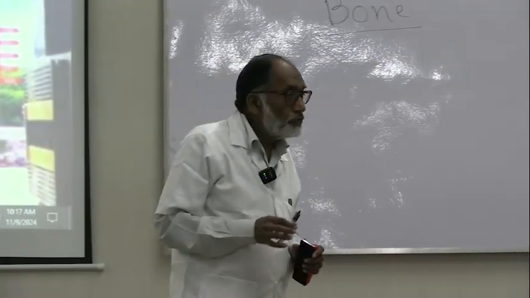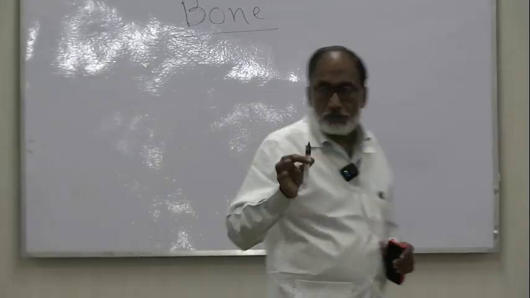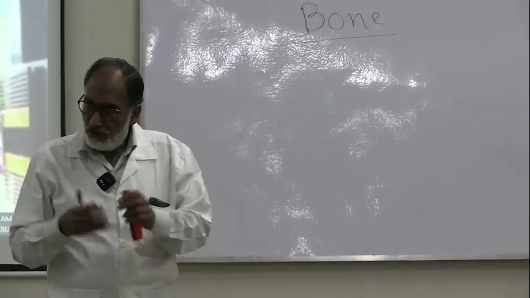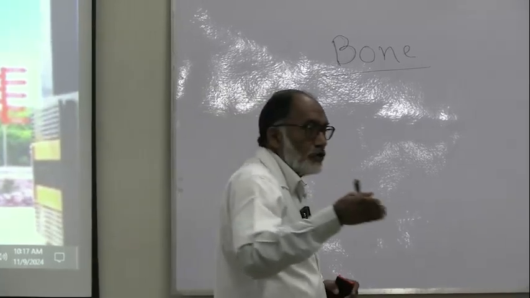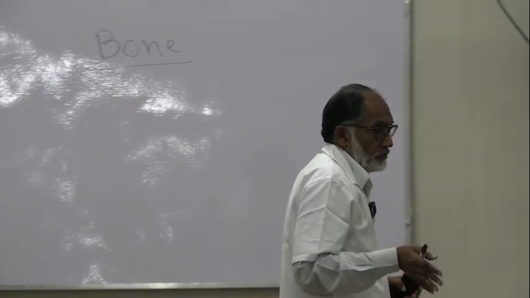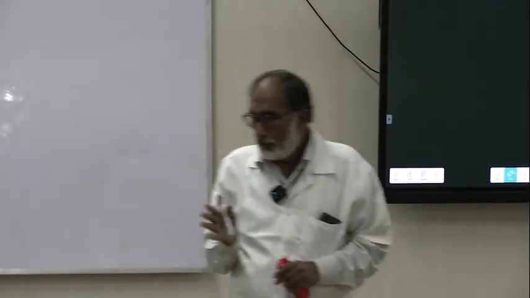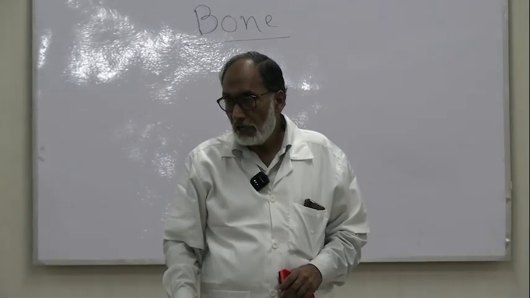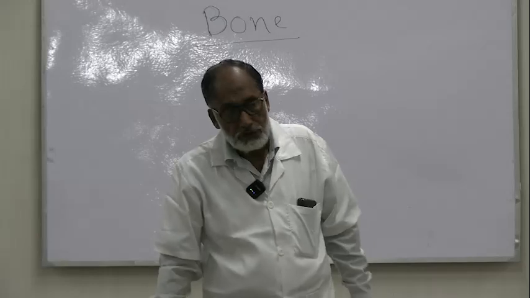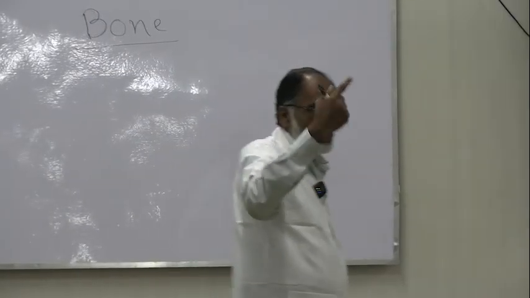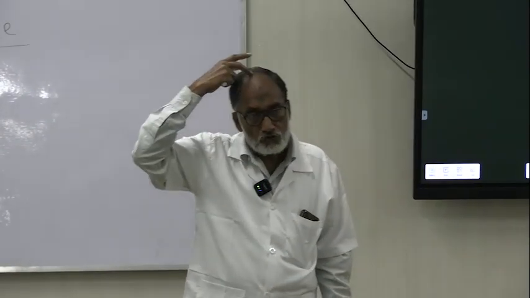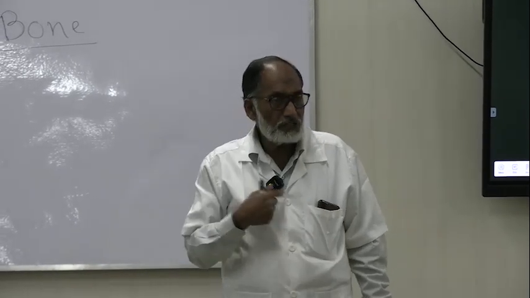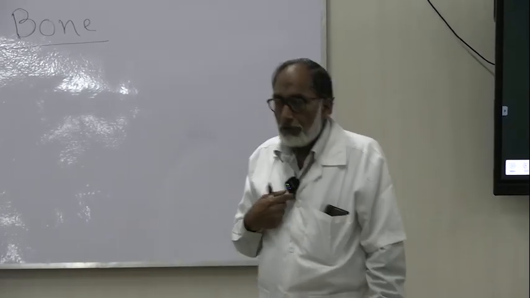Now, this bone has been classified in different ways. According to position, there are two types of bones. One is axial skeleton and one is appendicular skeleton. Axial skeleton consists of skull bones, vertebrae, ribs and sternum, right?